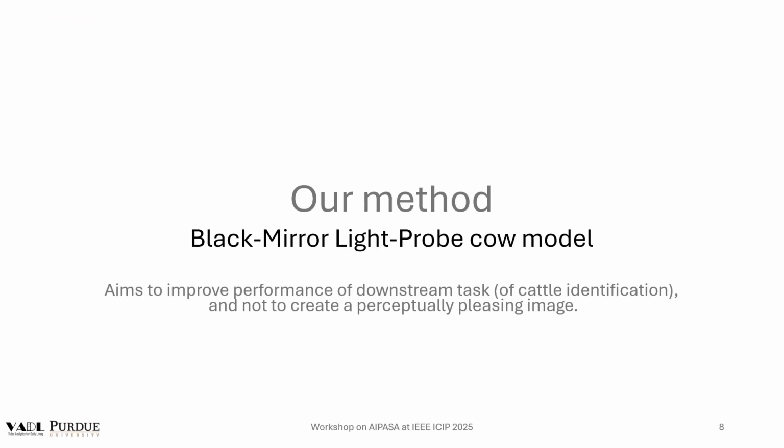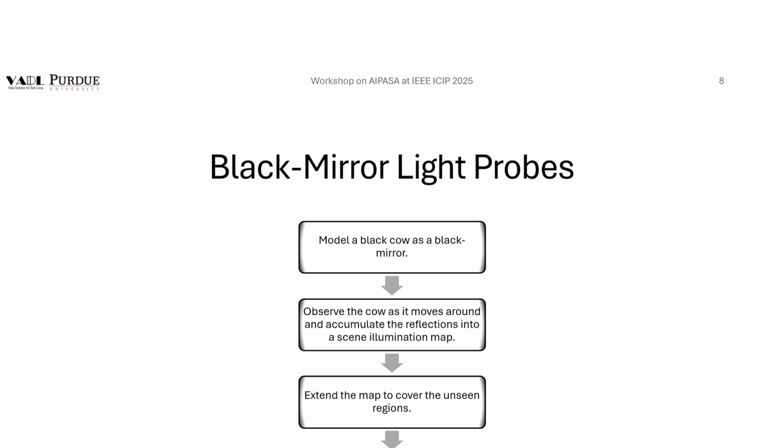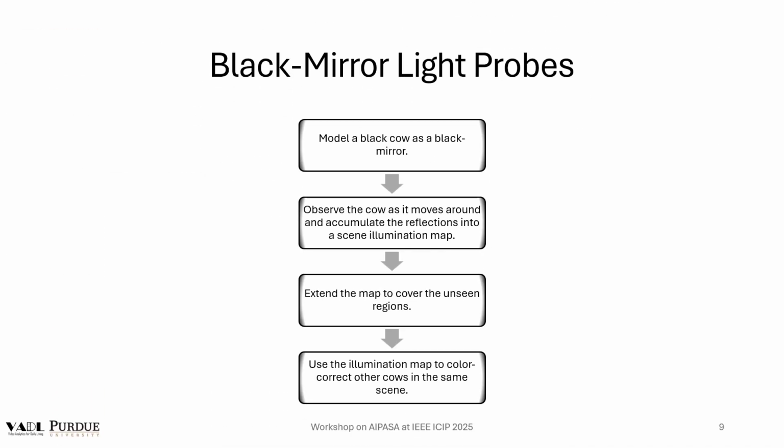We now present our method, Black Mirror Light Probe cow model, that aims to improve the performance of the downstream task and not to create a perceptually pleasing image. We discuss how this method works now.